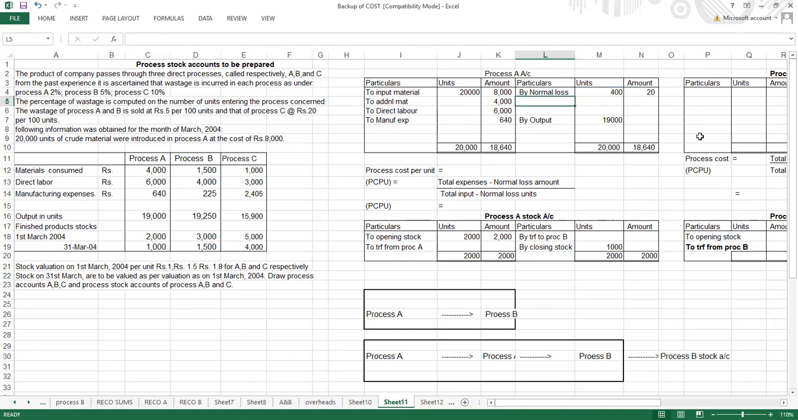I'll write it down in particulars. First, I'll show you how I got the normal loss units. 20,000 into 2%. Clear? This is how I got normal loss units, and then I multiplied it with 5 by 100. Clear? This was the rate.